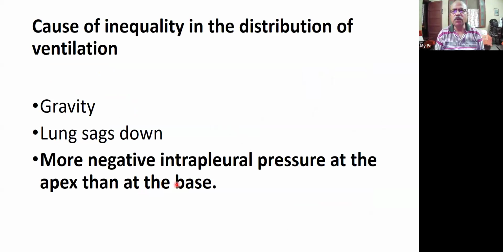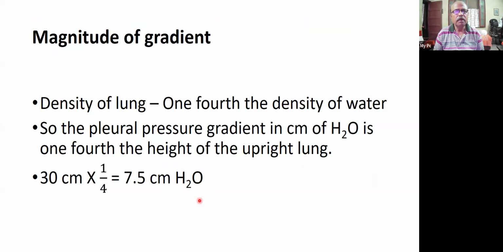What are the causes of inequality in distribution of ventilation? One is gravity: the lung is sagging down, and there is more negative interpleural pressure at the apex than at the base. What is the magnitude of the gradient? Now, the density of the lung is 1/4 the density of water. So the pleural pressure gradient in centimeters of water will be 1/4 the height of the upright lung. So if you take 30 centimeters to be the height of the lungs, and you divide it by 4, you get a gradient of 7.5 centimeters of water.